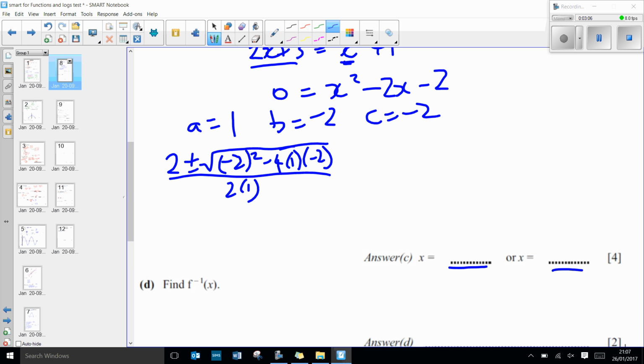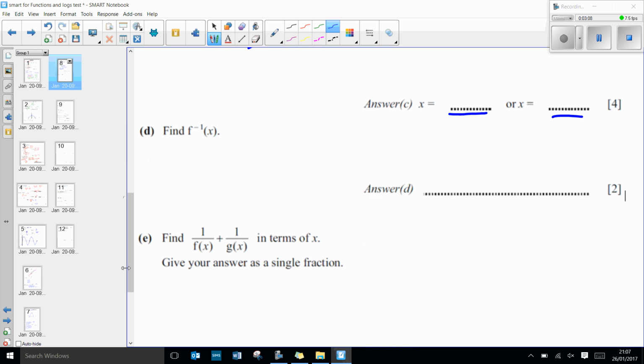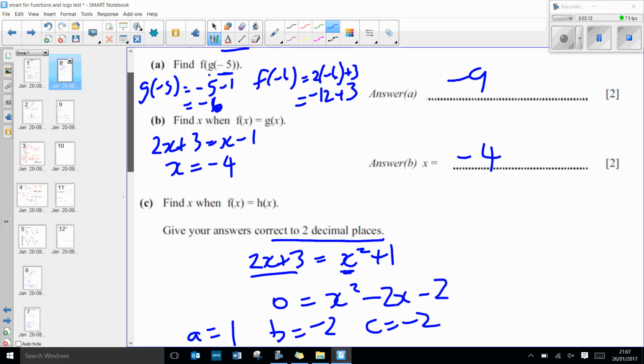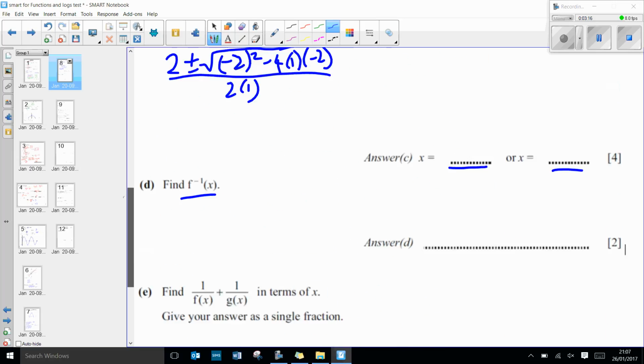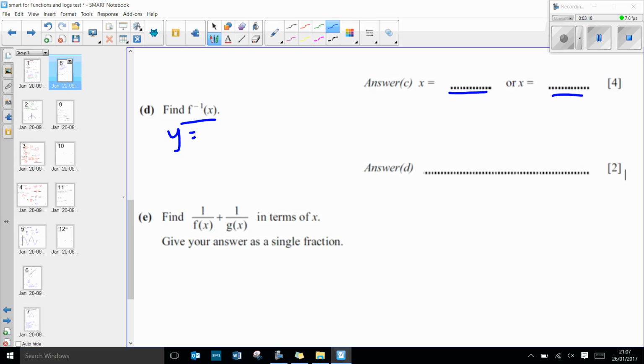It then says find f minus 1 of x, so it indicates the inverse. So we've got y equals 2x plus 3. Switch the x and y and rearrange to make y the subject.